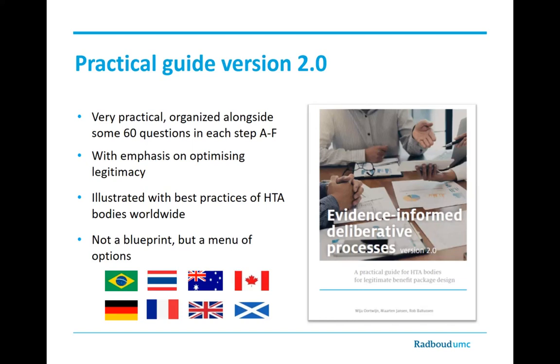You don't present this as a blueprint, but as a manual of options. So if you are a governmental body, an HTA body in a country, thinking about benefit package design, you can look at the guide and see, okay, what's Scotland doing in this respect? They really have stakeholder involvement. So that could be a very nice example for you to use in your setting. Or how is appraisal working in the UK? Because UK NICE is basically leading in how it does appraisal. That could be a nice inspiration for other countries to use.